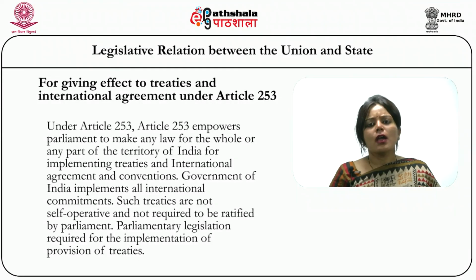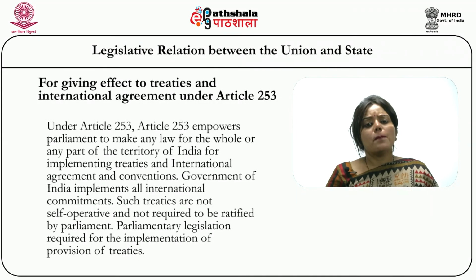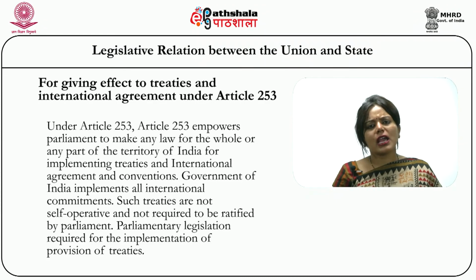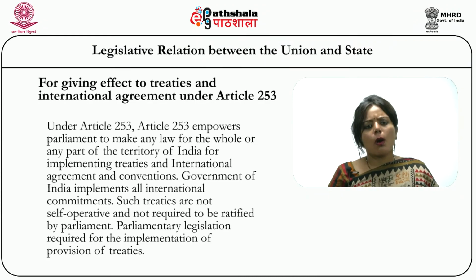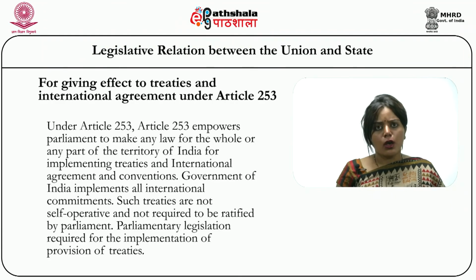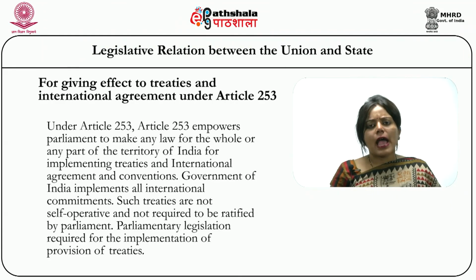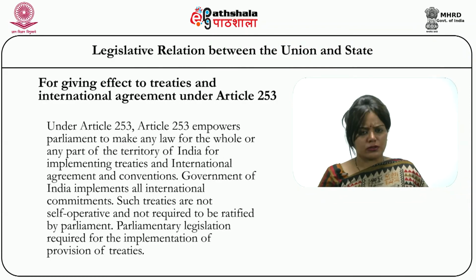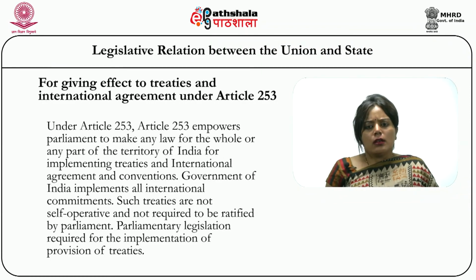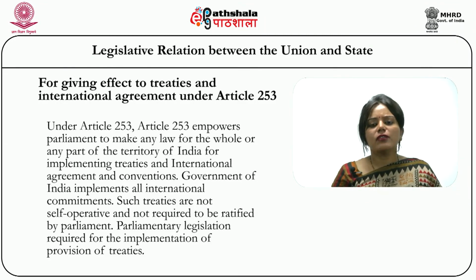And under the same Article 253, Parliament is empowered to make any law for the whole or any part of the territory of India for implementing treaties, international agreements and conventions. Government of India implements all international commitments. Such treaties are not self-operative and are not required to be ratified by Parliament. Parliamentary legislation is required for the implementation of the provisions of treaties.